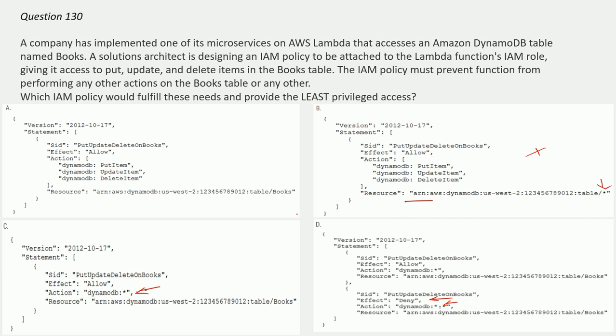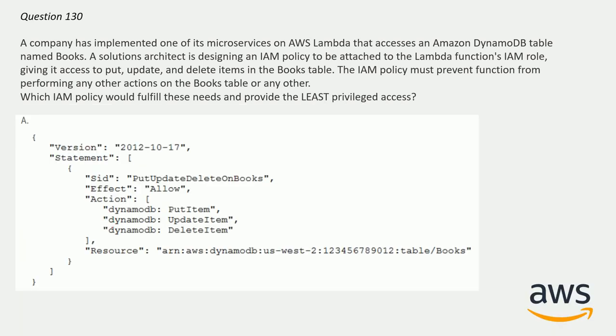And the correct answer here is option A, obviously, because it is the only one left. This is granting insert through PutItem, allowing edits through UpdateItem, and also allowing removal through DeleteItem on the books table. At the same time, it is prohibiting any other action on the books table and any other table. So it is allowing action only on the books table, and these are the actions. So it is prohibiting all the other actions. So option A is correct here.